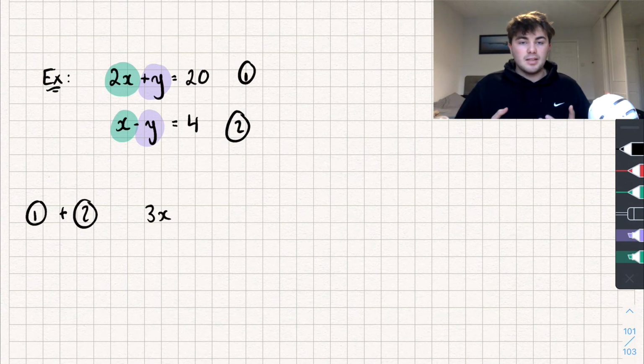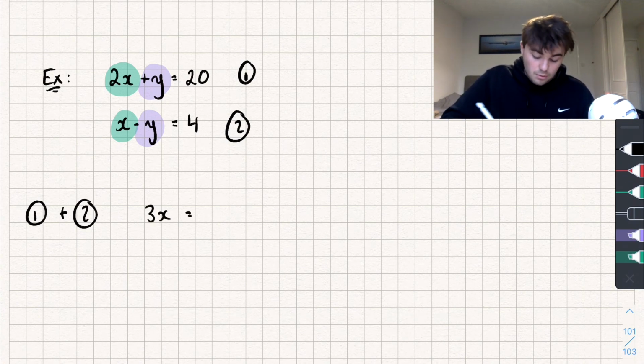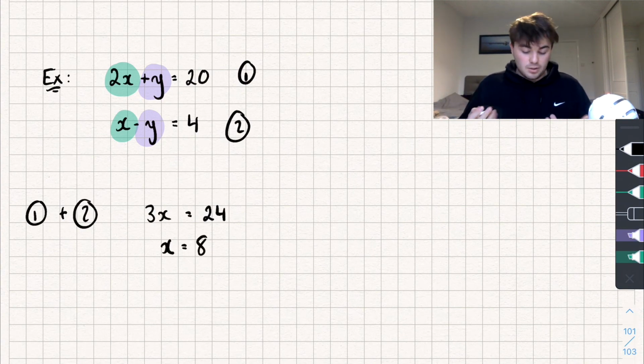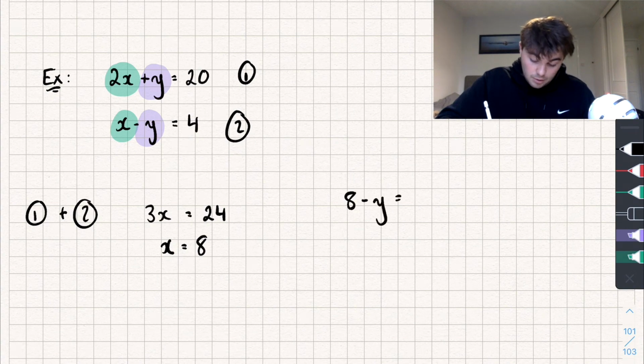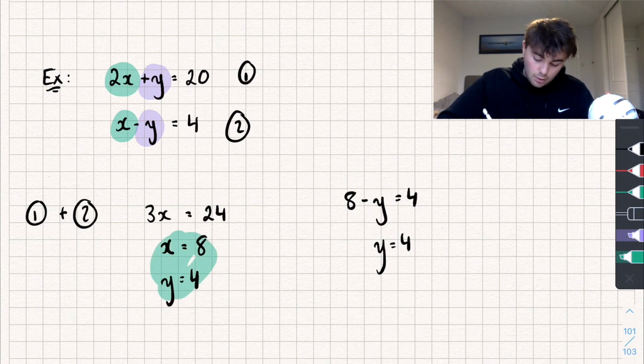And if you add a negative, it's the same as subtracting it. So we've got y subtract y, which is 0. So we've eliminated the y variable. And 20 plus 4 is 24. So from here we can divide both sides by 3, and we get x is equal to 8. And substituting that into equation 2, we get 8, subtract y equals 4. So y is going to equal 4. And there we go. We've solved the pair of simultaneous equations.